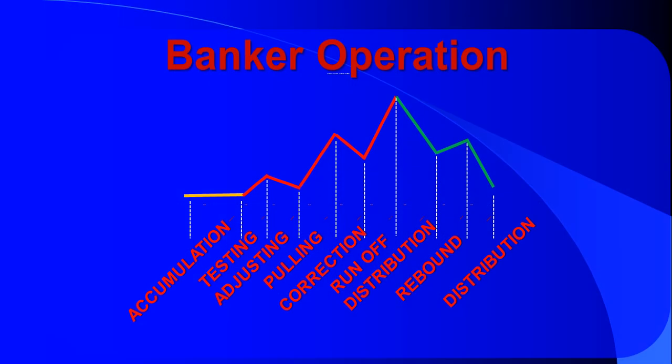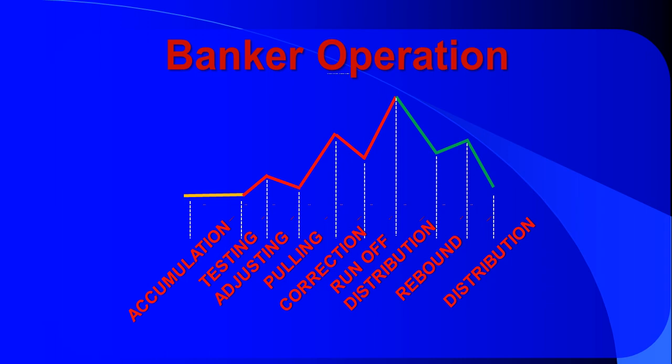Then let's see the next one. Banker operation. You should know how the banker operates stocks. Just now we learned this method, and now we learn this one. This is the accumulation. If you see the price drop, then start to go sideways, the sideways area is the accumulation area. Then we can see the price go up. This is the testing. After testing, then adjusting again.